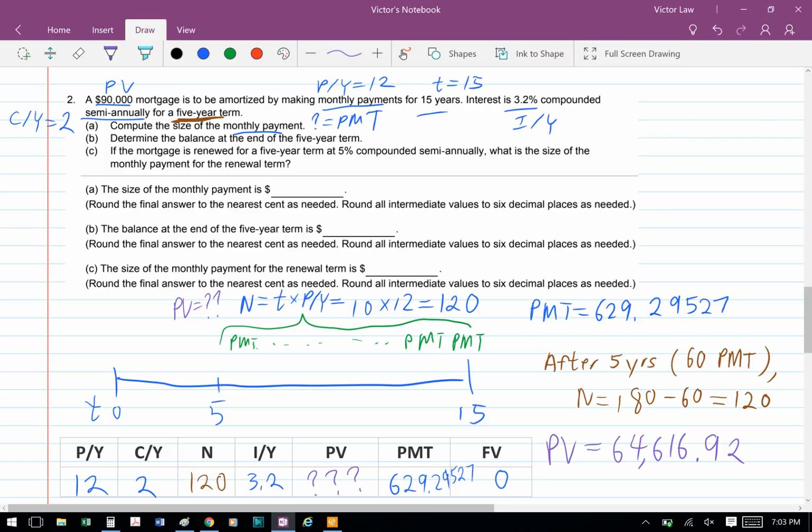For part B, we're looking for the balance at the end of the 5-year term, so that's the present value that we're solving for. The reason we're solving for present value is because we're assuming that there are still 10 years left. So our N equals 10 times 12, which is 120 payments.